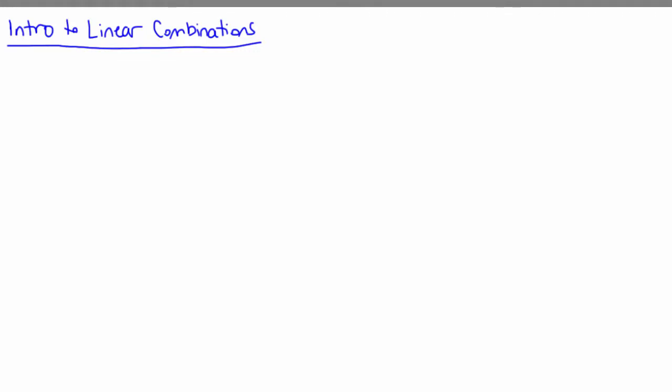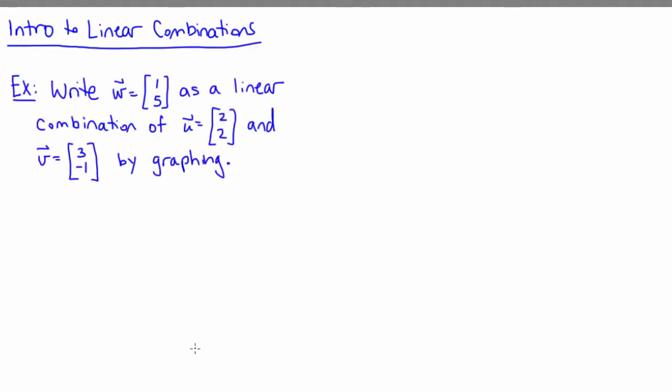In this video, we're going to do an intro to linear combinations. Let's take a look at an example. The problem is to write the vector w, 1, 5, as a linear combination of vectors u and v by graphing. Let's make a sketch of u, v, and w.